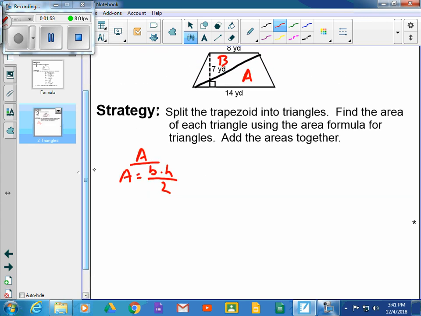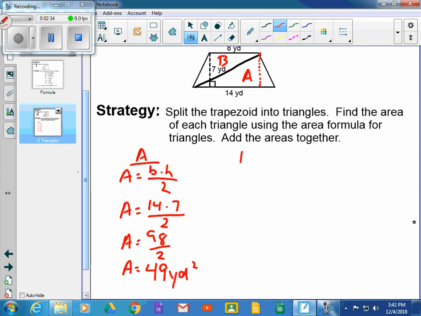For triangle A, the base is 14, the height would be 7, and we can say that this distance right here is the same distance as the other dotted line, since there's a little rectangle in there. And using order of operations, I'm going to take 14 times 7, I get 98. Divide that by 2, and the area of triangle A is 49. That'll be square yards.